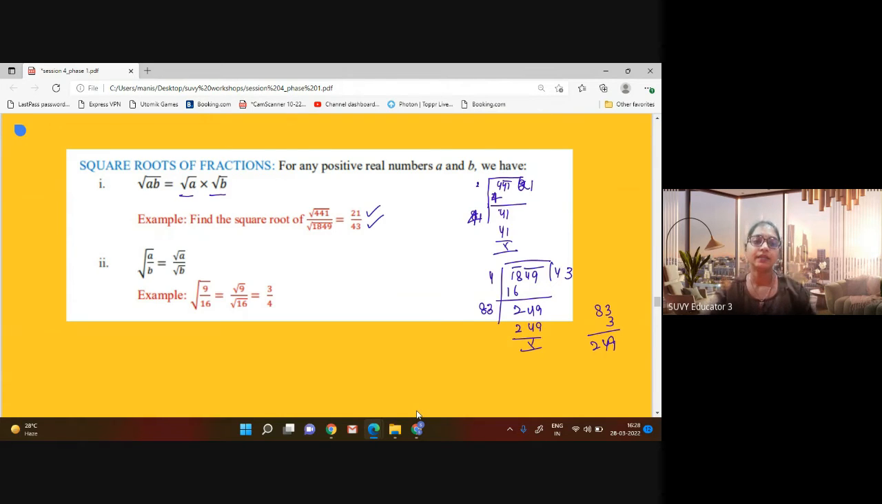Great. In the same way, root under root A upon B is root A upon root B. So root 9 upon 16 is root 9 upon root 16. That is 3 upon 4. So our answer is 3 upon 4. Any doubt, any confusion, any query till there? I think everything is clear till there. No confusion is there. Just perfect.